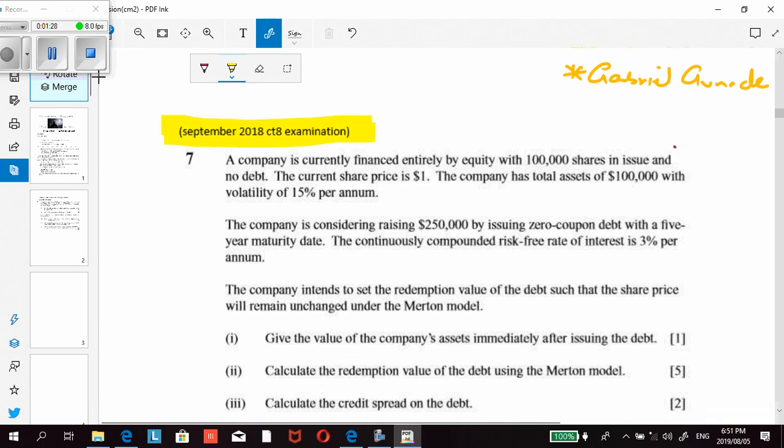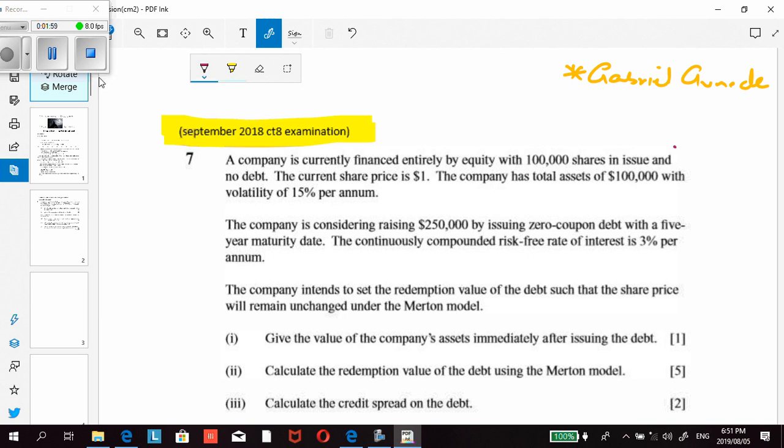Please make sure you are reading very carefully and identify the total value of the company as we are reading. Identify what the shareholders are going to get as we are reading through the question. Identify your redemption value of the bond or the loan as you are reading the question, so that you won't have trouble when substituting in your Black-Scholes formula. Now, I'll start reading here.